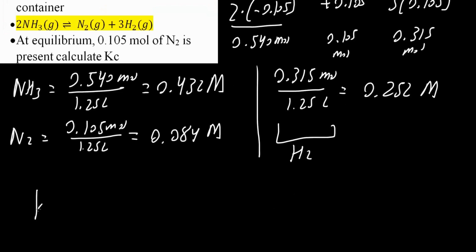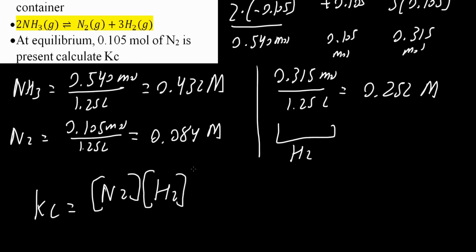So we say Kc is equal to, now we have N2 times H2 raised to 3, divided by NH3, bracket NH3 close bracket, and then we square it. We cube H2 because it has a 3 in front, and we square NH3 because it has a 2 in front. It's always the product over the reactant.